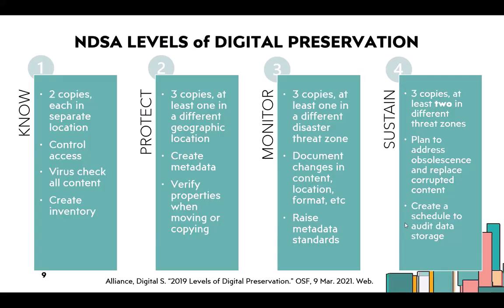Monitoring, so 3 copies, and now you're looking at a different disaster threat zone. And so kind of looking out of the Gulf Coast, saving and making sure a data center is up in Virginia or Arizona, something to that extent. And you're documenting any changes, and you're really upping your metadata standards. And then finally, when you're sustaining a digital preservation plan, you're going to have 2 different threat zones. You're going to have plans to address obsolescence and replacing content, and then creating a schedule to audit. I think the standard is every 5 years.